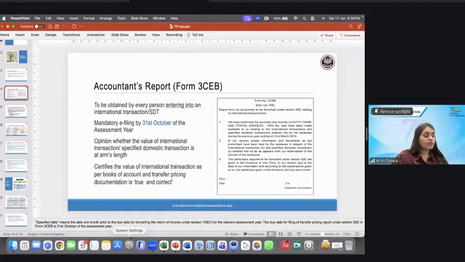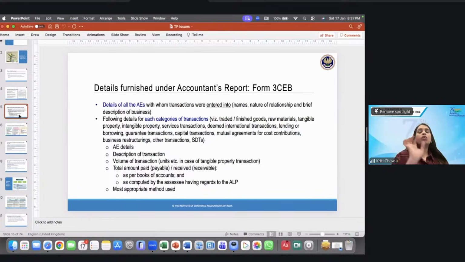So if you guys remember, we were discussing these 13 instances. Those are all provided in the form, and one is to be selected. Under which clause is the AE associated to the taxpayer? That is what you have to provide there. So that is Part A of Form 3CEB. Then there is Part B of Form 3CEB, and Part B will talk about all the international transactions that have been undertaken. There are categories of transactions out there: sale of goods, raw materials, tangible property, intangible property.